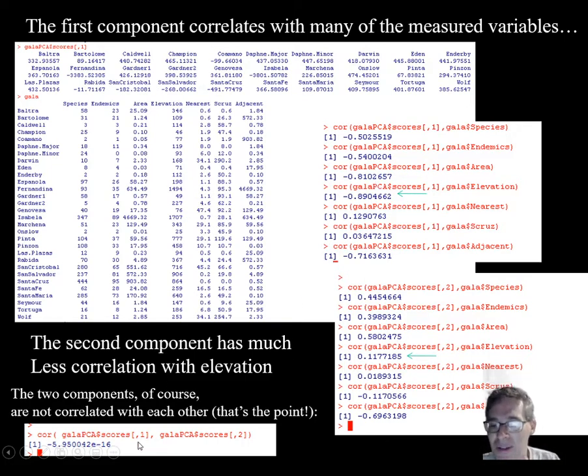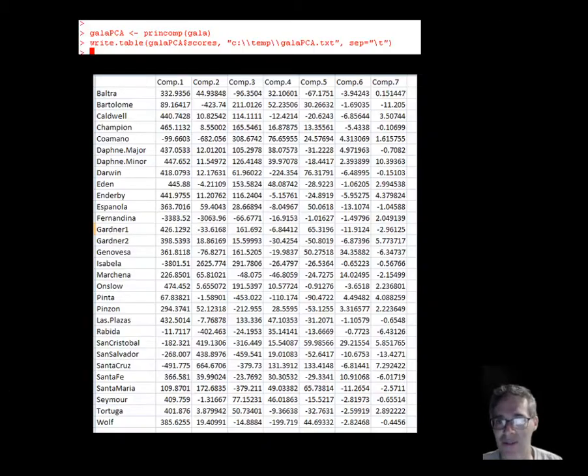And of course, the two components, when you just multiply them against each other, they've been rotated into a space in which they are orthogonal. That's the whole point. That's what we did. So the correlation coefficient between the two principal components themselves is within round-off error of 0.